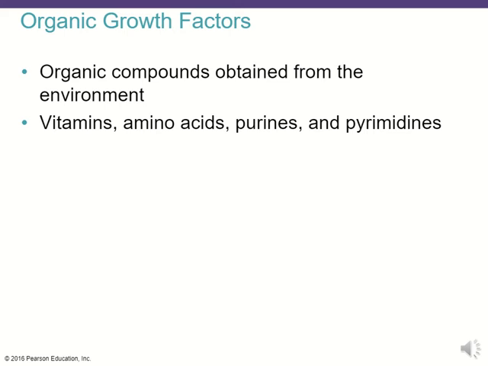As far as organic growth factors, there are organic compounds obtained from the environment, and these can be vitamins, amino acids, as well as purines and pyrimidines used in genetic material.